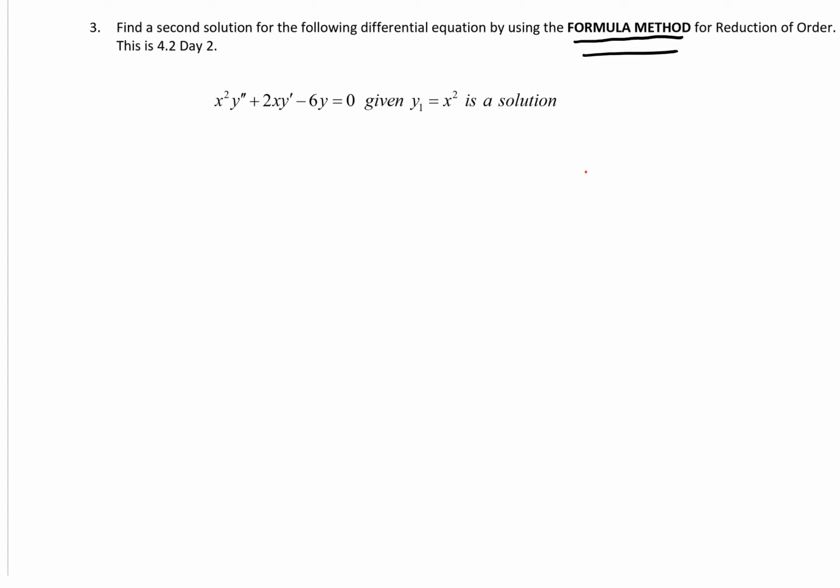Differential equations, we are in our 4.1 through 4.3 review, and we're on that third problem on this review. It says that we need to find a second solution, this time by a different method. We're going to use the formula method, the formula for reduction of order. It's really what we did in 4.2 day 2.